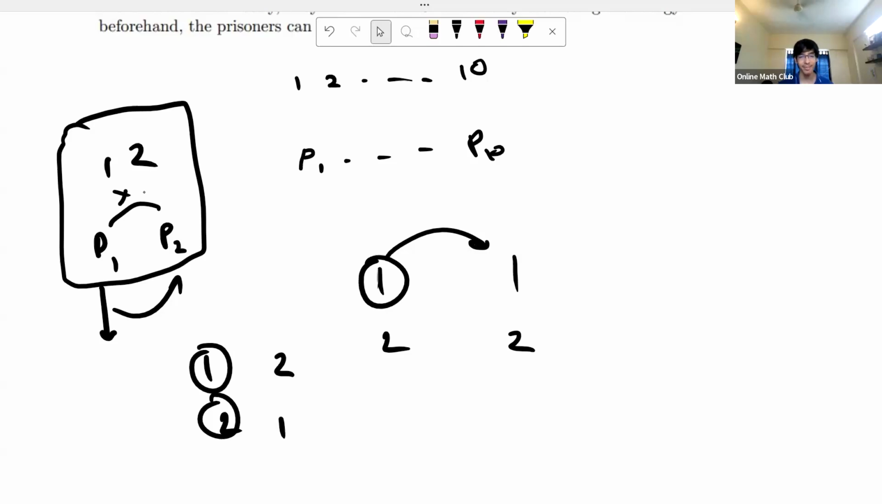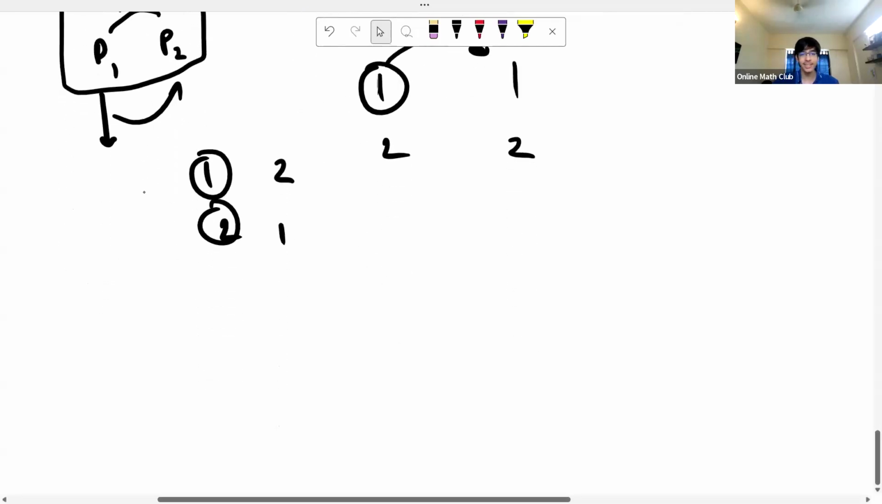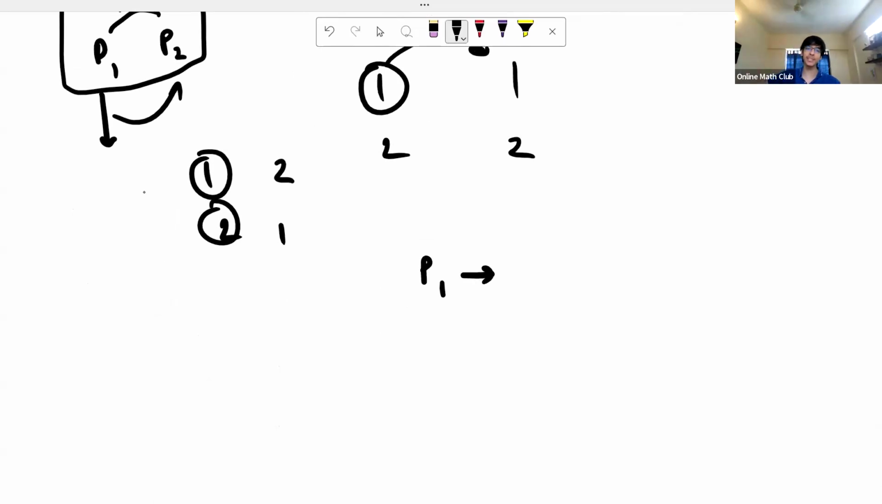But it's still very unclear how this could ever generalize to so many people. Oh, you didn't get that. Okay, I'll explain again. I'll just write it down. Person one can see person two's hat, right? And person two can see person one's hat.